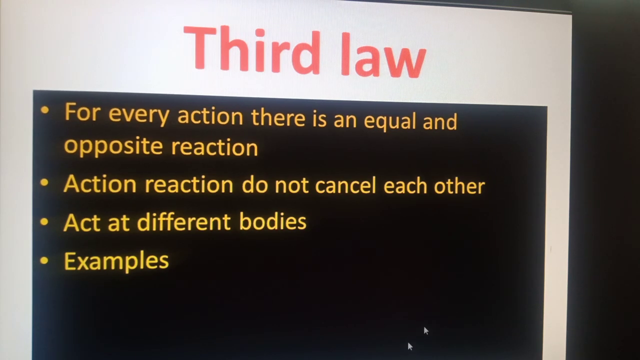The statement of the third law of motion is that for every action there is an equal and opposite reaction. Action means force. What is action? The force that one object applies on another. And what is reaction? The force that the second object applies on the first as a response. This wording is known as the third law of motion: for every action there is an equal but opposite reaction.